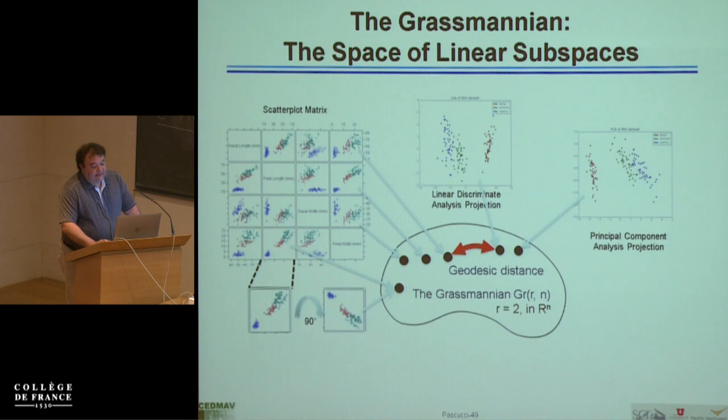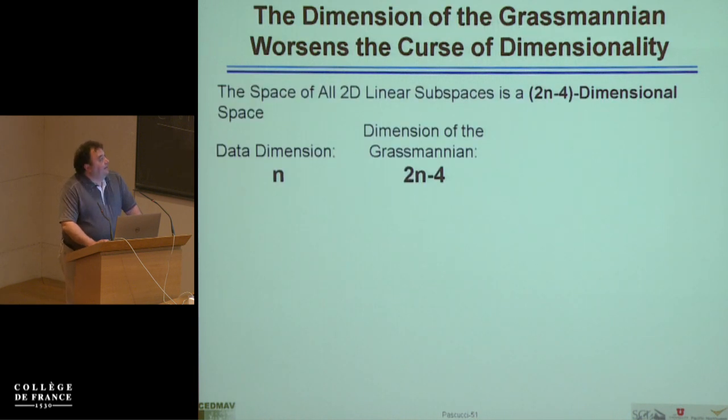The bad news is that the dimension of this actually grows twice as fast as our original space. If my data set is dimension n, the Grassmannian has dimension 2n minus 4. So the famous curse of dimensionality actually gets worse. But effectively, when I'm visualizing the data, that's what I'm doing. So at least in terms of understanding the space I'm working in, there's no way around it.